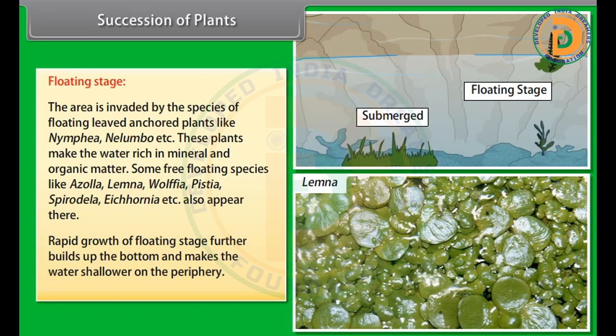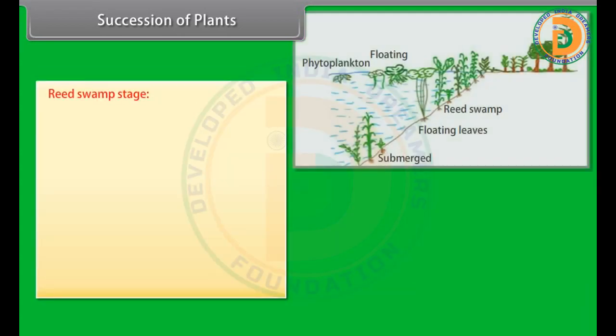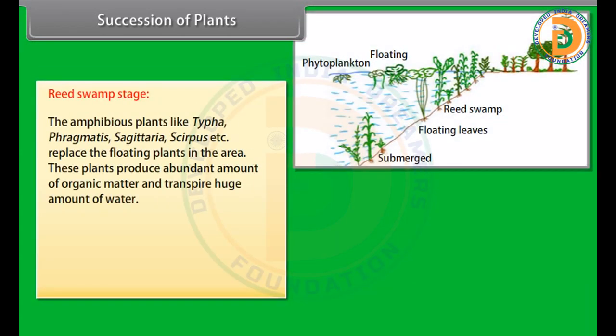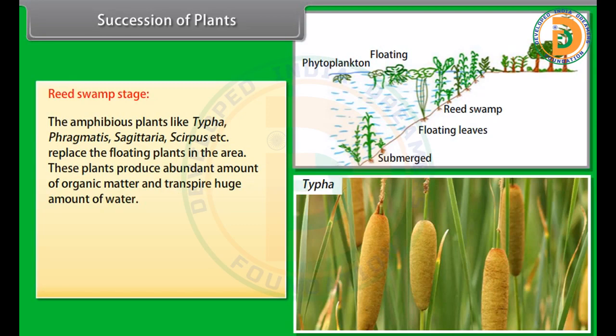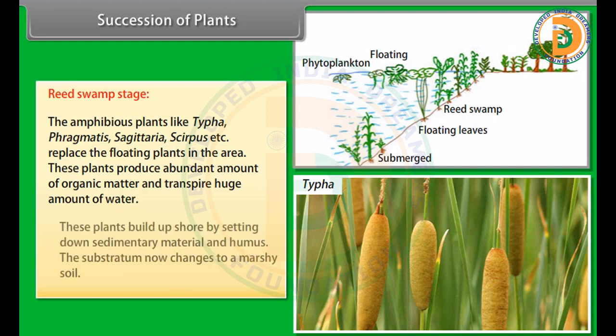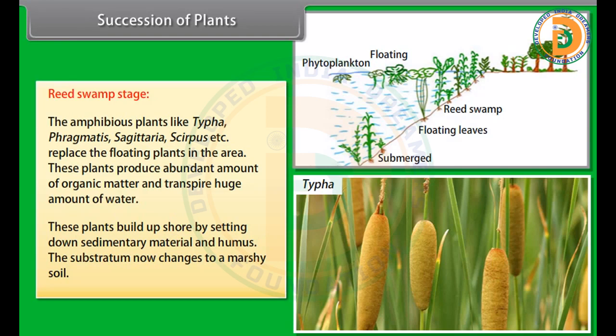Reed swamp stage. The amphibious plants like Typha, Phragmites, Sagittaria, Scirpus, etc. replace the floating plants in the area. These plants produce abundant amount of organic matter and transpire huge amount of water. These plants build up the shore by setting down sedimentary material and humus. The substratum now changes to a marshy soil.